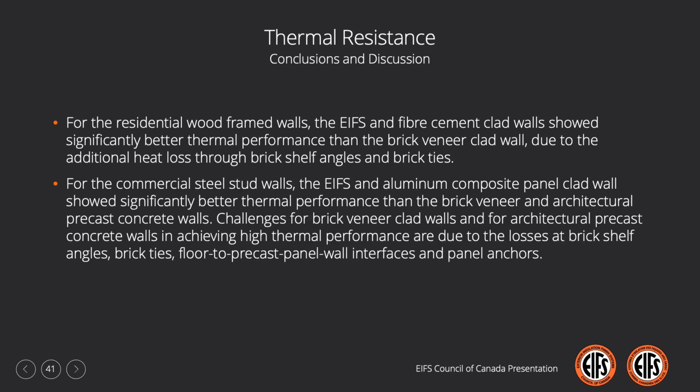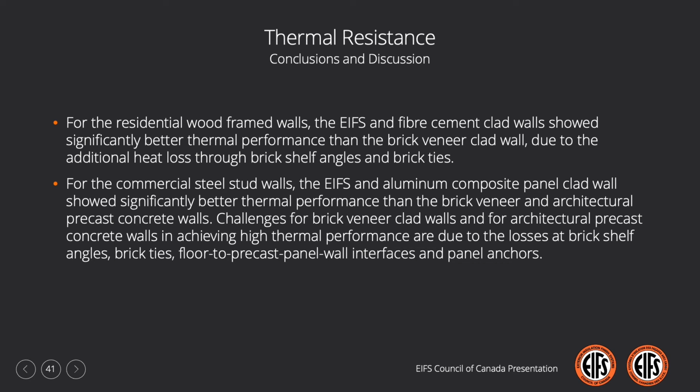For the residential wood frame walls, the EIFS and the fiber cement clad walls showed significantly better thermal performance than our brick veneer. This is primarily due to the effects of heat loss through our shelf angles and lintels, as well as the contribution of heat loss by our masonry brick ties. For the commercial steel stud walls, the EIFS and aluminum composite panel walls showed better performance than the brick veneer and the architectural precast. Challenges emerged for the brick clad walls and the architectural precast in achieving the thermal performance, again due to losses at shelf angles, brick ties, and in the case of precast, the floor to wall interface, as well as interfacings between the panels themselves.